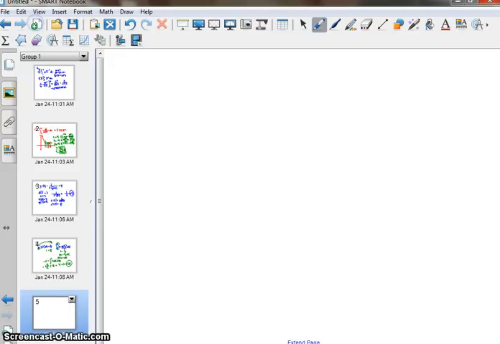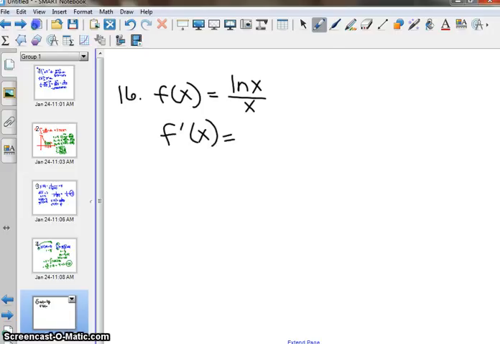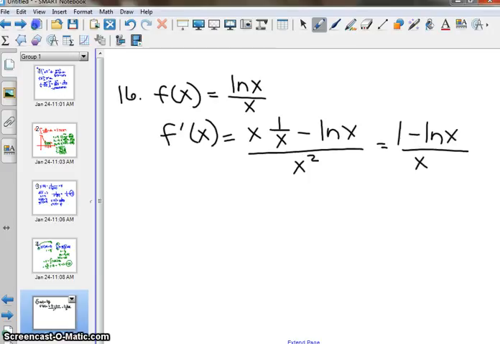Number 16. The function natural log of x over x, x greater than 0, is decreasing on the interval. So I want to take the first derivative, the bottom times derivative of the top, minus the top times derivative of the bottom, over the bottom squared. So if I simplify that, I have 1 minus natural log of x over x squared.